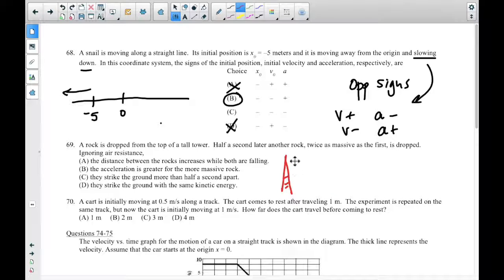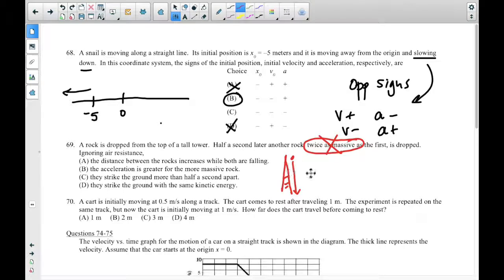Okay, number 69, a rock is dropped from the top of a tall tower. Half a second later, another rock, twice as massive as the first, is dropped. Ignoring air resistance, what happens? Okay, first of all, this bit about twice as massive, we talked about that on the other side. Mass does not come into play here, so we don't care about mass.